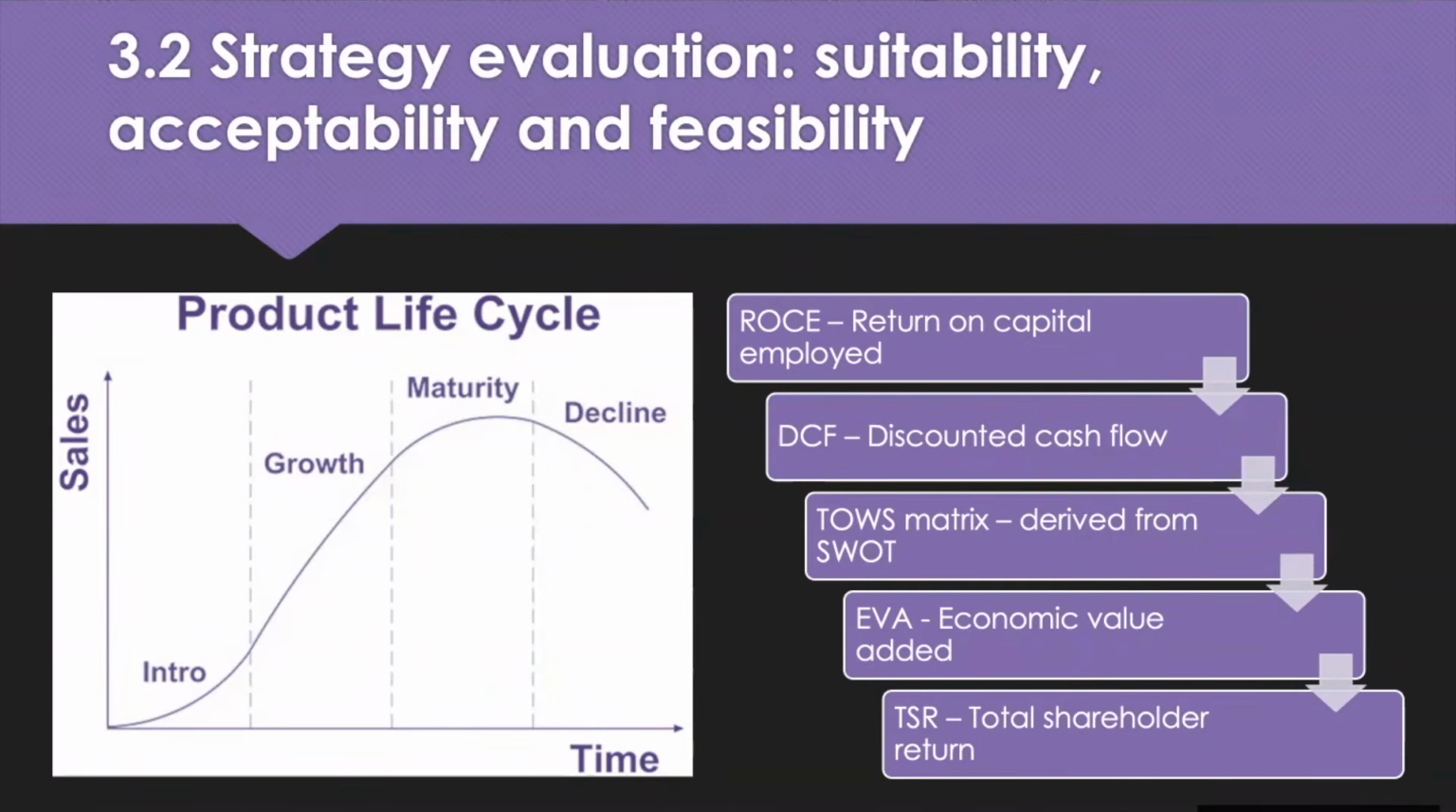On the right-hand side, you can see these generic strategy decisions, which are taken to achieve a competitive position. So Porter's generic strategies include ROCE, which is return on capital employed, DCF, discounted cash flow, the TOWS matrix, which was derived from SWOT, to evaluate strategic options against the strengths and weaknesses of the organisation plotted against any opportunities and threats. EVA, economic value added, and TSR, total shareholder return.